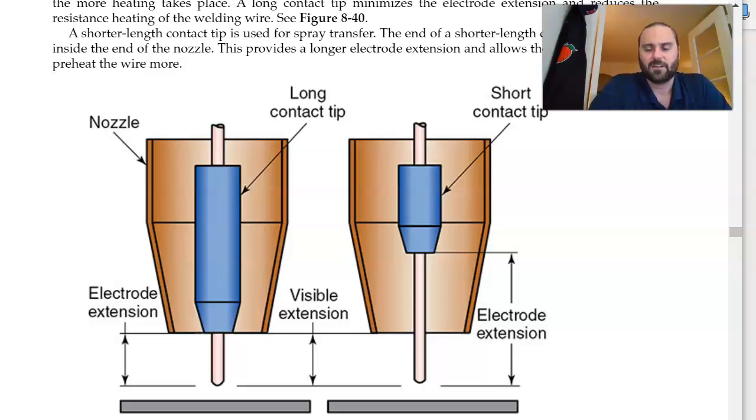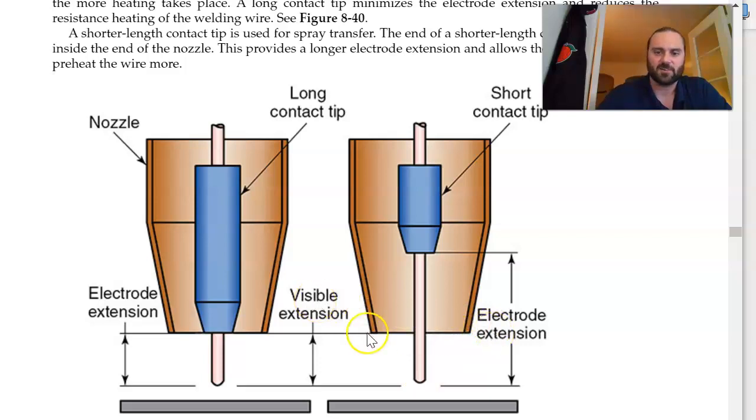So here's two figures in the book, one with a long contact tip, one with a short contact tip. Electrode extension is referring to the end of your contact tip to the end of your wire. You can see the difference in both with the different size contact tips. When I say stick out, that's what's most commonly you're going to hear out in the field or in the shop. Most people are not going to say electrode extension, they're going to say stick out, and that is referring to the distance from the end of your nozzle to the end of your wire.